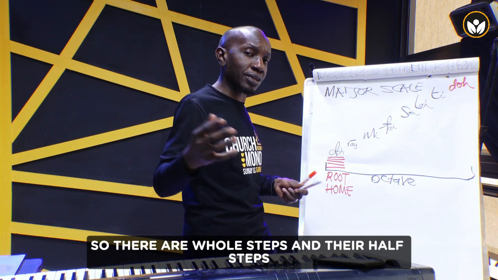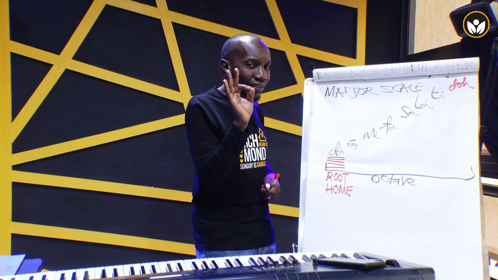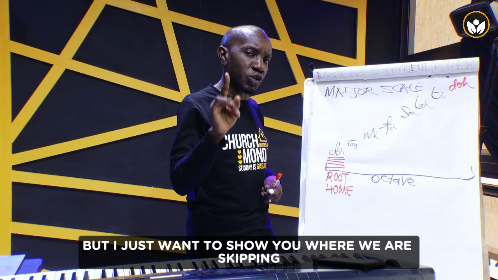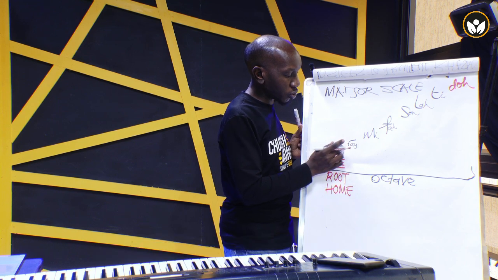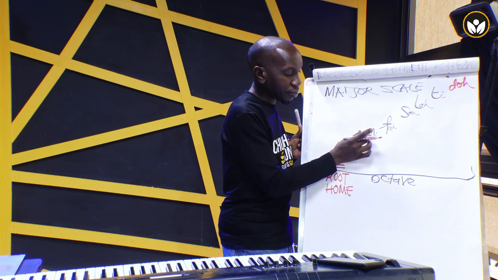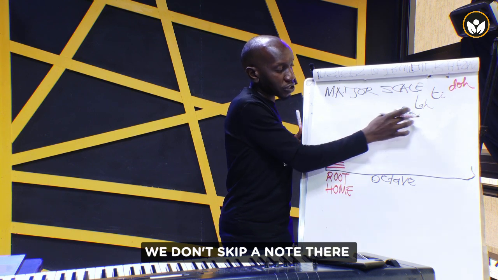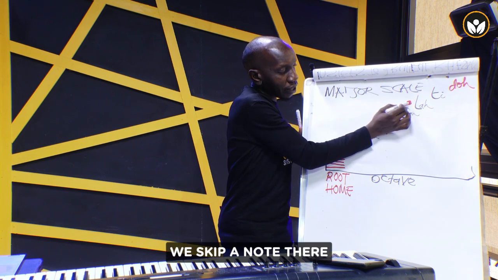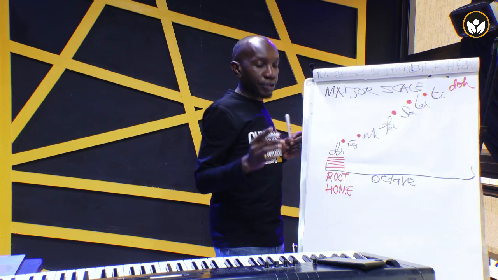So there are whole steps and there are half steps. When I say whole step, I mean that there's a note in there that we are skipping. I'll come to the detail of that a little later, but I just want to show you where we are skipping. So where there's a dot, we have skipped a note. Do, re, mi, fa. We don't skip a note there. Then between fa and so, we skip a note there. La, we skip a note there. Then ti, and then between ti and do, it's a half step.